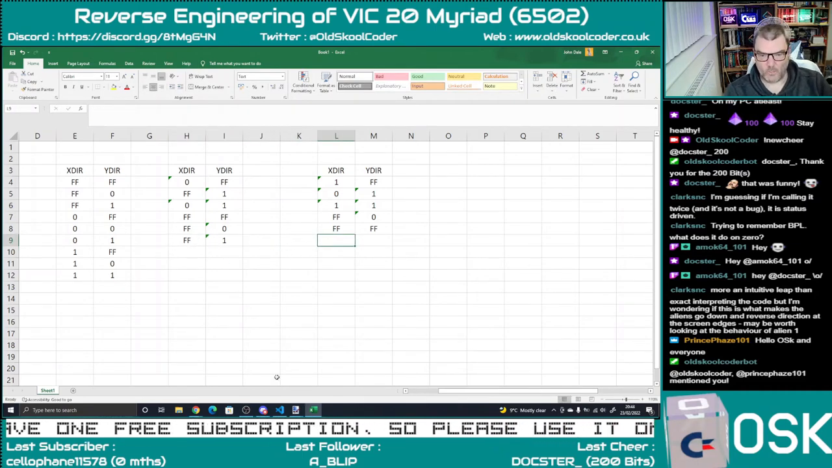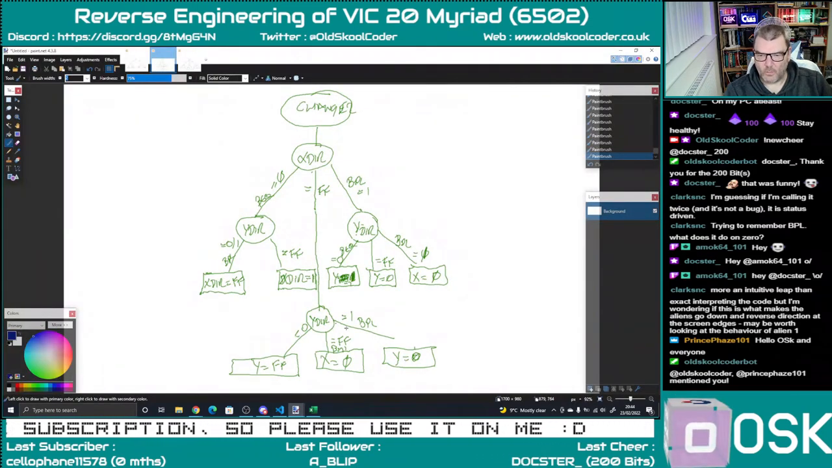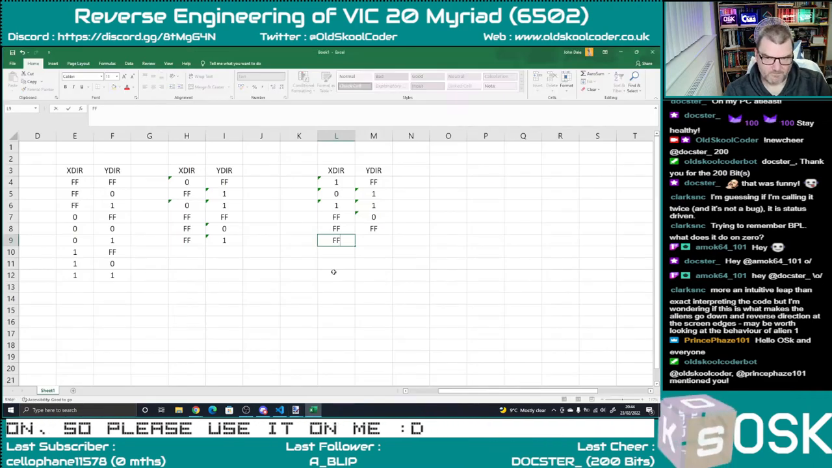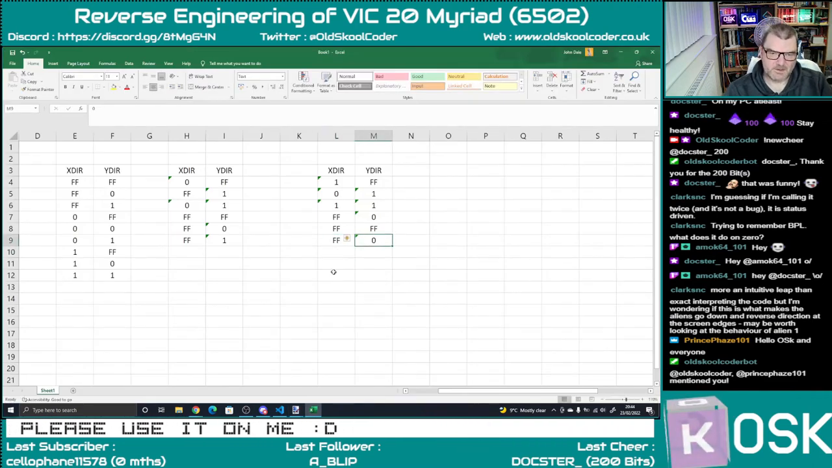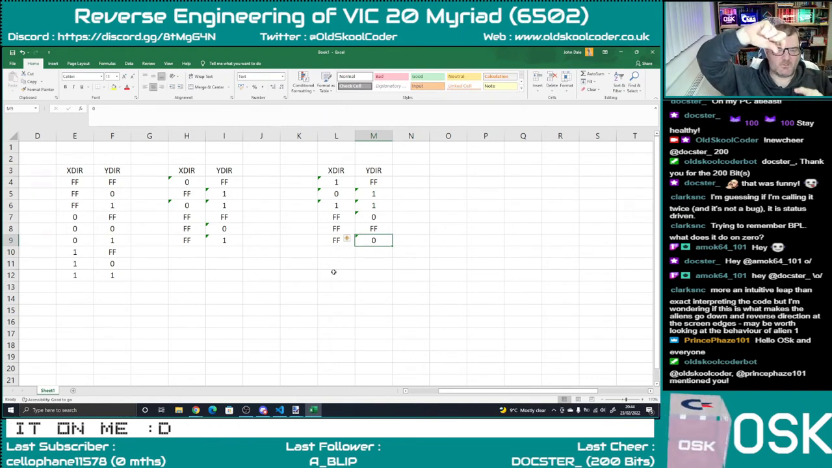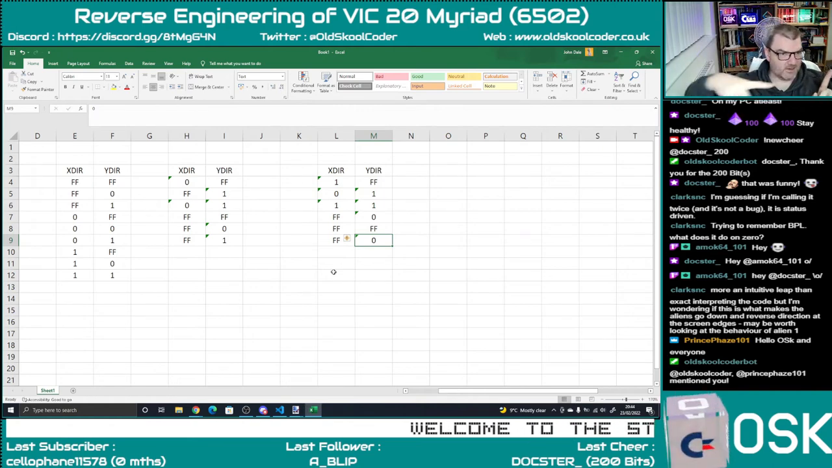So FF, 1. So FF, 1 changes Y to be 0. So that's basically saying we're staying in the same column, but we're going down, yeah? And we're now changing it so that we are going left, but staying on the same column. Right, last three. Here we go, last three.